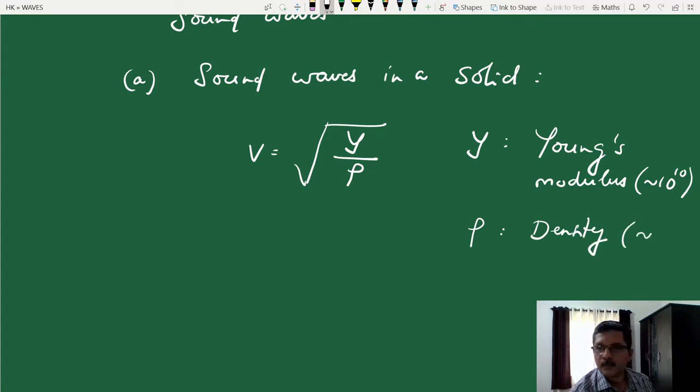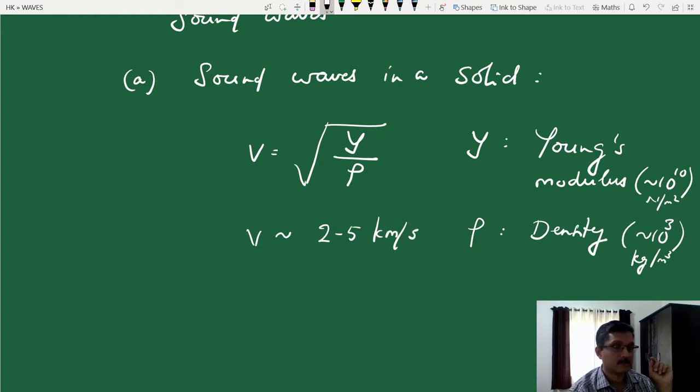Density is typically of the order of 10 raised to 3 kilogram per meter cube. Okay, this is Newton per meter square, this is kilogram per meter cube. So the typical speed of sound waves in a solid, if you substitute these orders of magnitude, you get 2 to 5 kilometer per second. Okay, it's a huge speed, 2 to 5 kilometer per second.